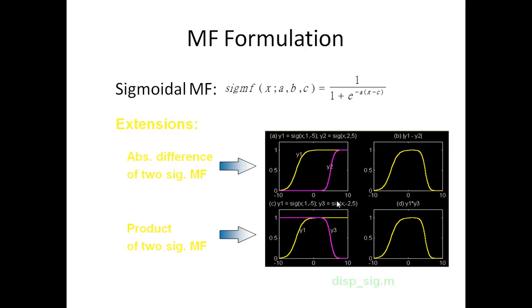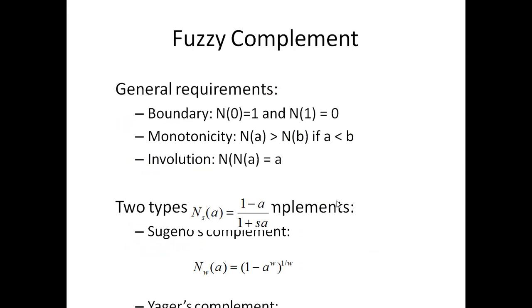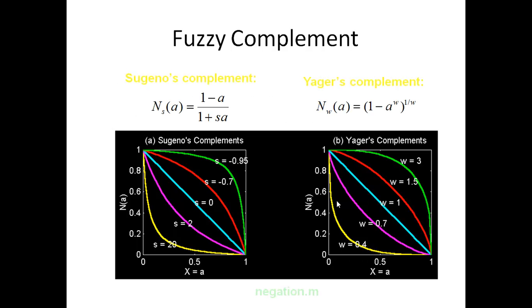Then the absolute difference of two membership functions and the product of two membership functions. The general requirements for fuzzy complements are first boundary, monotonicity and involution. The fuzzy complements are of different types. One is Sugeno's complement and Yager's complement.